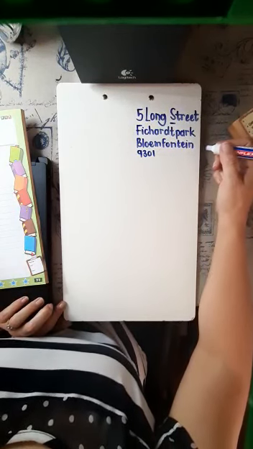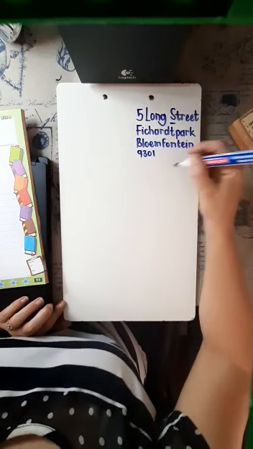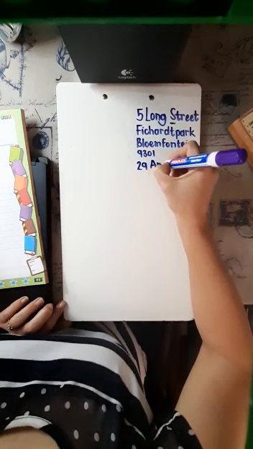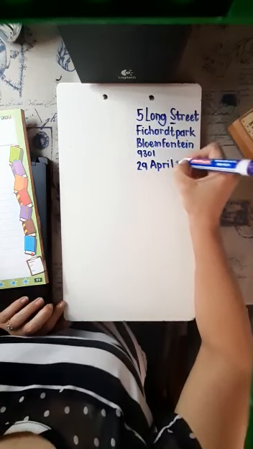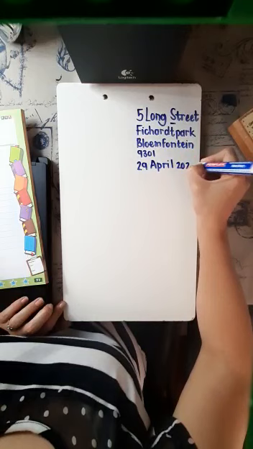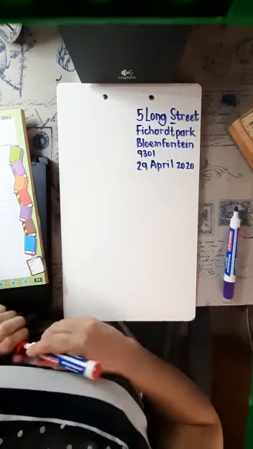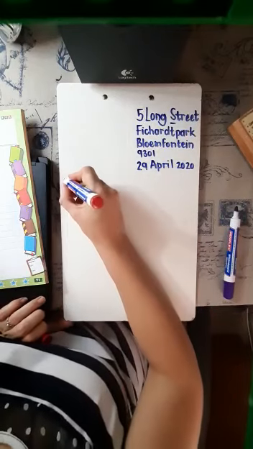Then the fifth line, they ask you to write down the date. You will be writing today's date. Remember that in your book you will be leaving a line open now.